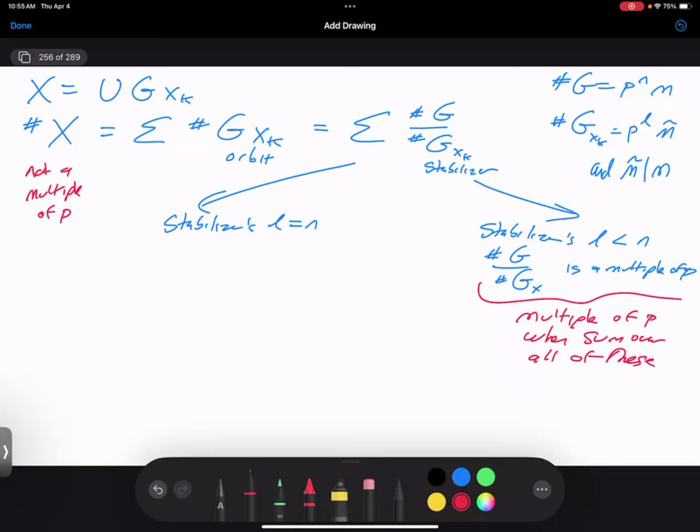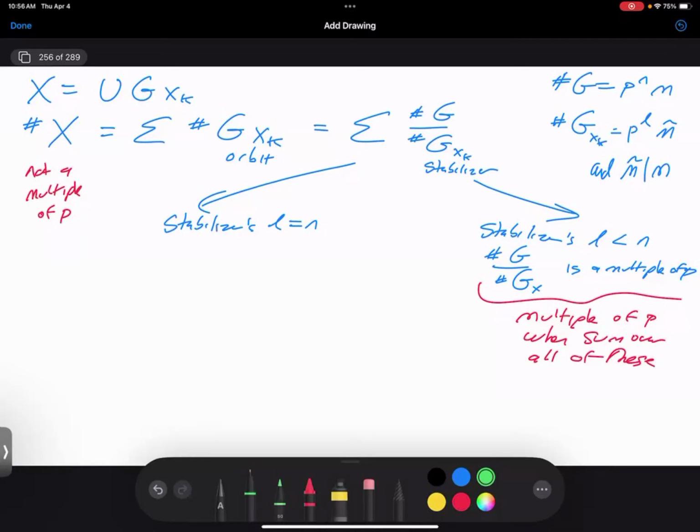So if I look at all of the xk's whose L is strictly less than N, that's going to give me a contribution that's a multiple of P. The left-hand side is not a multiple of P. So what do we know about the number of stabilizers where L equals N? It's not a multiple of P, good. In particular, we know it's not zero.